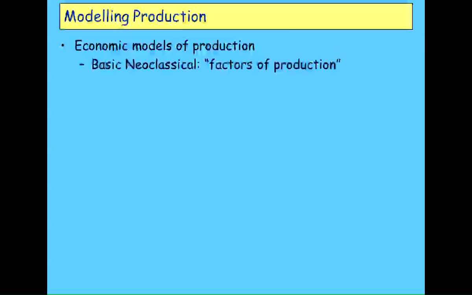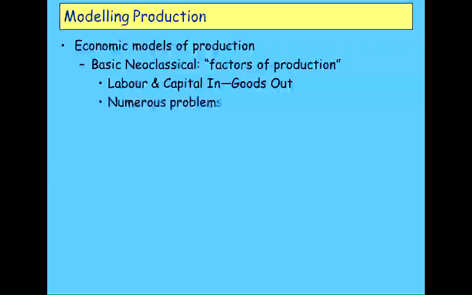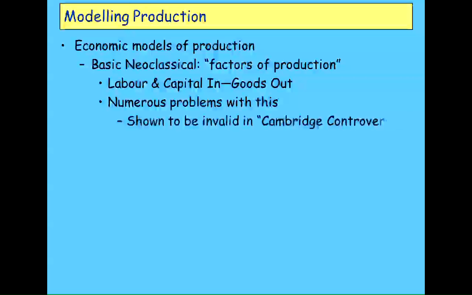Now, how do we model that in economics? Well, the basic neoclassical model reduces all of that to what they call factors of production. They reduce everything to labour and capital, which they treat largely as homogenous within themselves, and you've got labour and capital as inputs and goods as outputs. Now, there are numerous problems with this. It would take an entire lecture series to explain it all, and they were debated in what's known as the Cambridge controversies that occurred back in the 60s and early 70s between Cambridge in the UK and Cambridge in America.